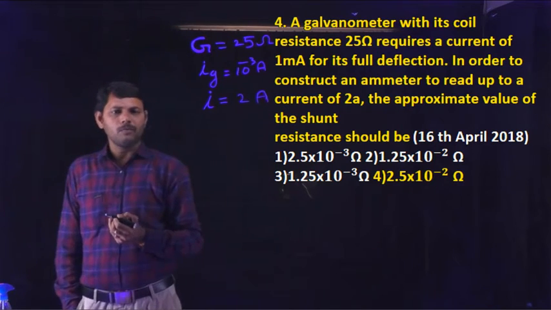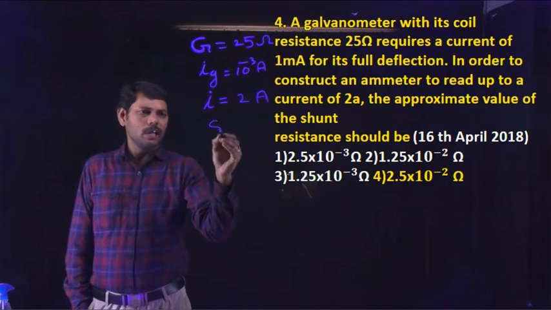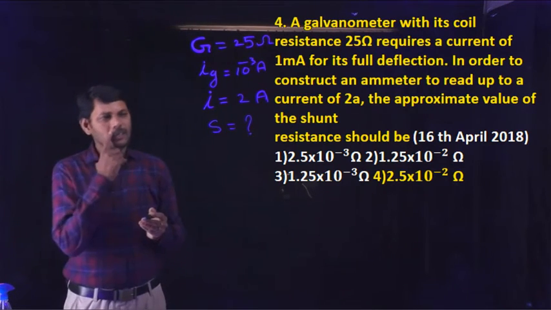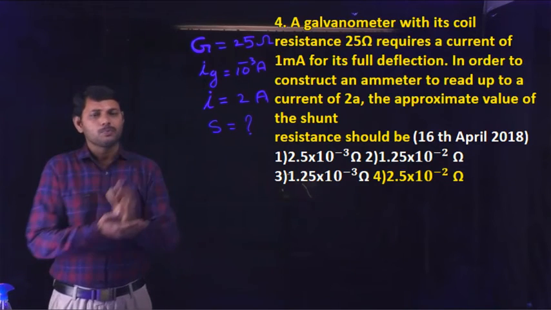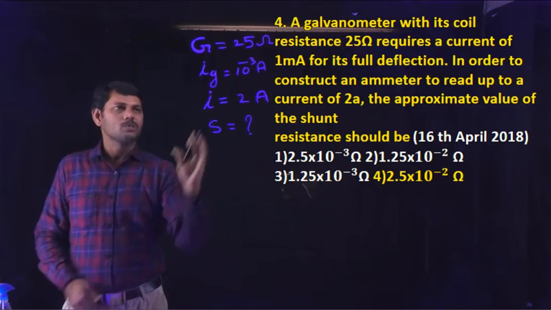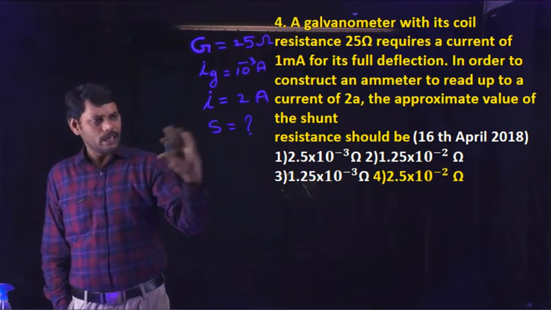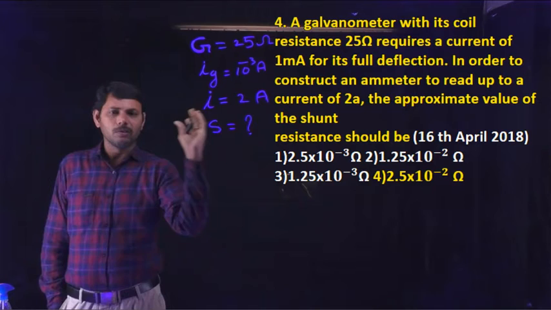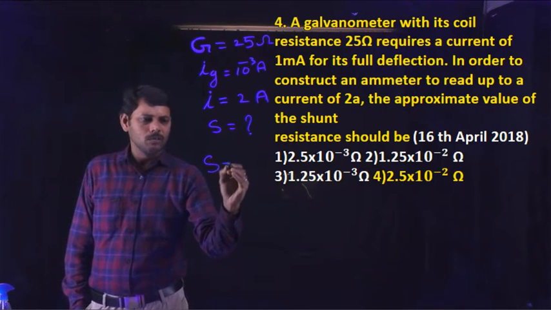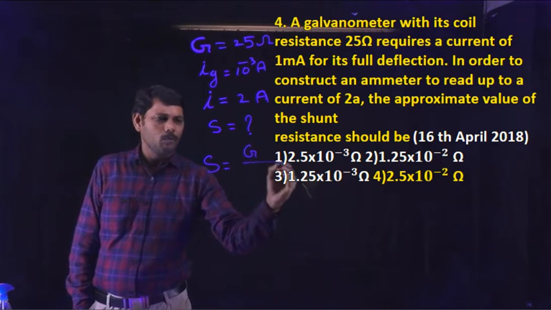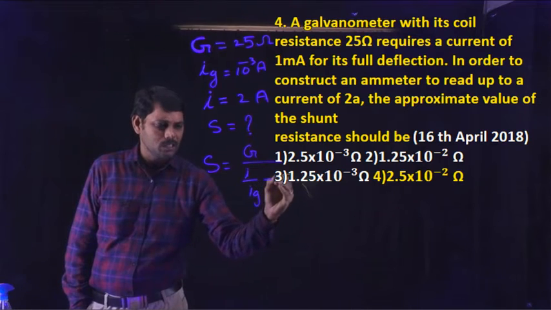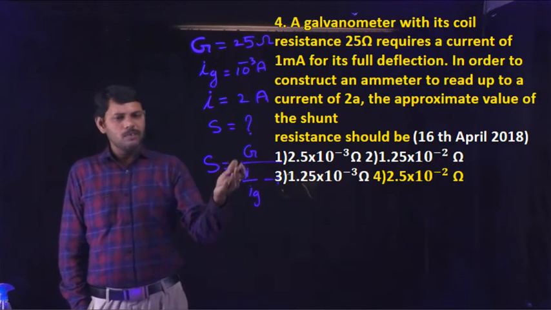The approximate value of the shunt resistance is, as we are discussing the conversion of a moving coil galvanometer to an ammeter, I already explained shunt resistance in previous problems of this discussion. I drew a circuit and explained shunt resistance. So the direct formula for the shunt resistance is S is equal to G divided by I by Ig minus 1. You can use it directly. This is a previous JEE Main question.